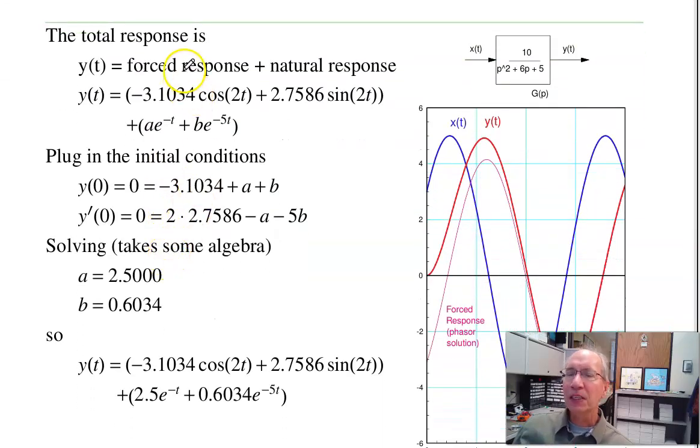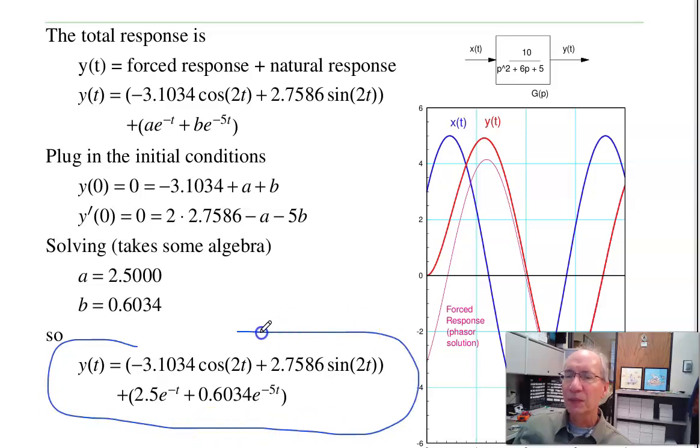The total response then is the forced response plus the natural response. So here's the forced response. Here's the natural response. Add the two together. That's what y of t looks like. To find a and b, plug in the initial conditions. So at t equals 0, y of 0 is this. If y prime of 0 equals 0, take the derivative. I get that. Two equations, two unknowns, solve for a and b. So this is the form of y of t.